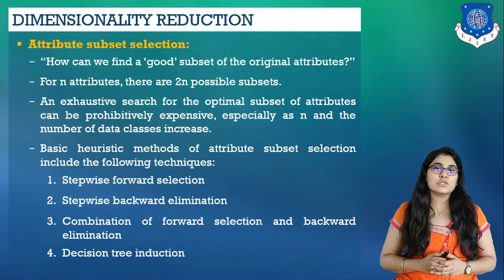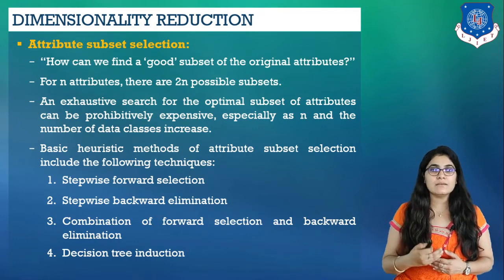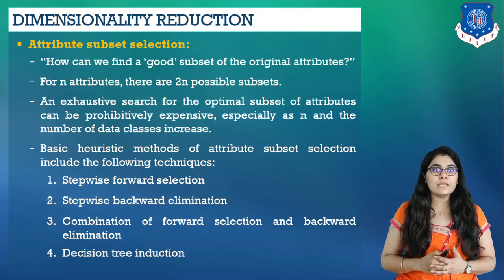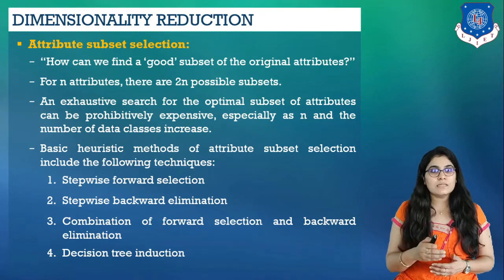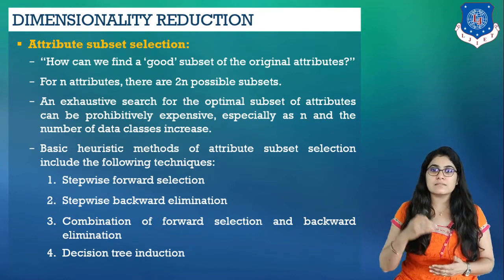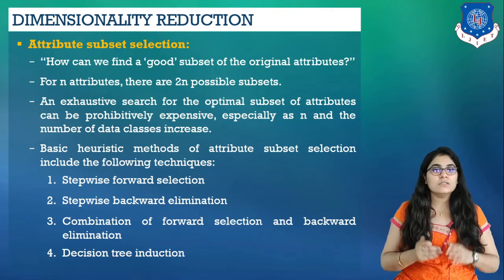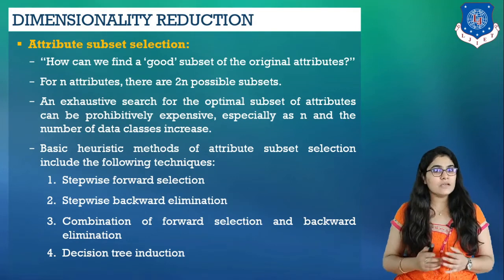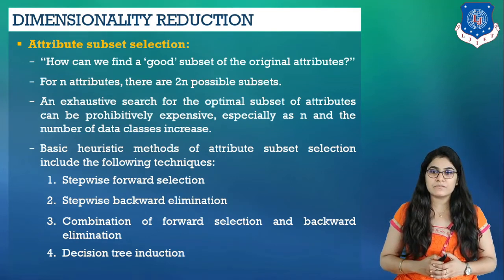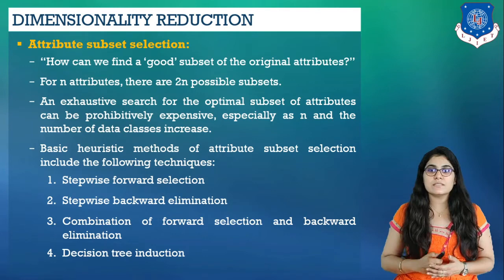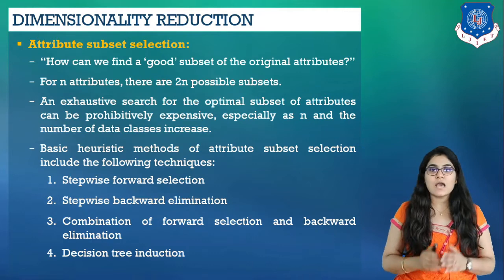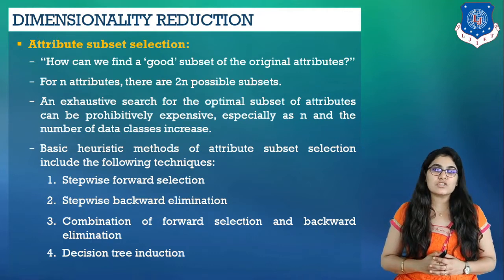Attribute subset selection reduces the dataset size by removing irrelevant or redundant attributes. The goal of attribute subset selection is to find a minimum set of attributes such that the resulting probability distribution of the data classes is as close as possible to the original distribution obtained using all attributes. Mining on a reduced set of attributes has an additional benefit. It reduces the number of attributes appearing in the discovered patterns, and it helps to make the patterns easier to understand.